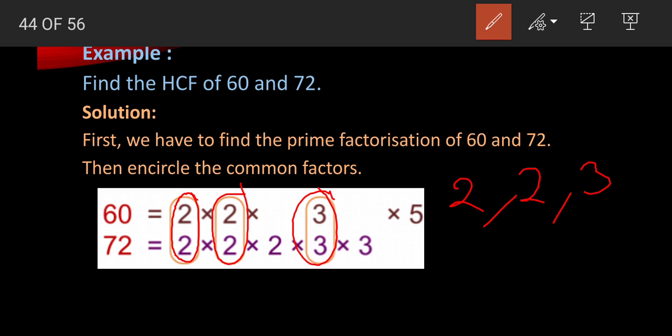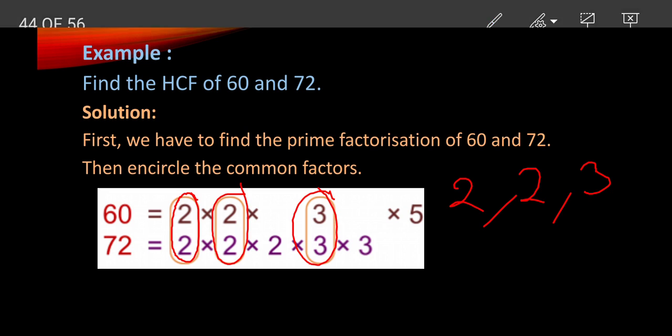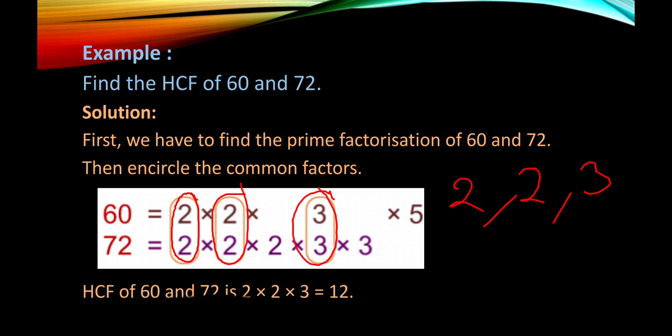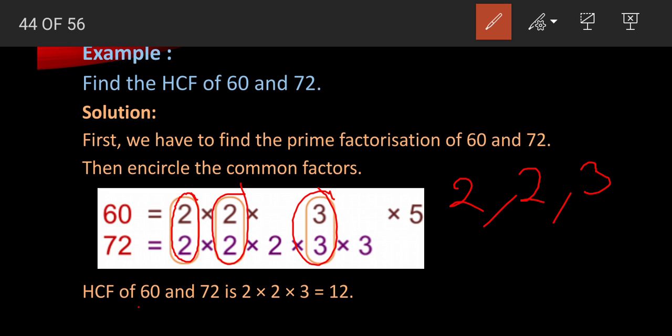Next, these are the maximum common factors. There is no other factor which is common in both numbers. So the HCF of 60 and 72 is 2 multiplied by 2 multiplied by 3, that is 12. 12 is the factor which is the highest common in both numbers. There are some other factors also, but those are not the highest common factor. If you select 12 from these two numbers, it is the highest common factor.